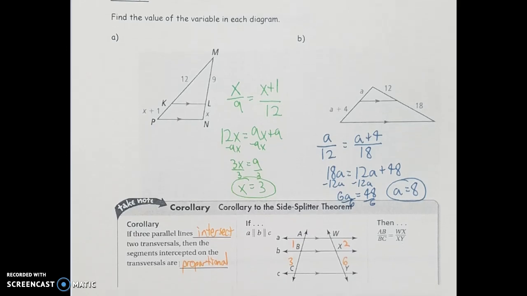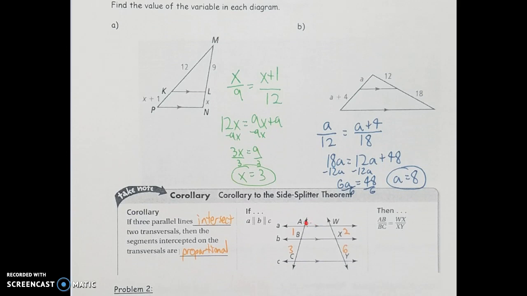So a corollary there is that we don't need a triangle to use that rule. We can just have 3 parallel lines that intersect 2 transversals. So in how this figure is set up, I have 3 parallel lines and 2 transversals that those intersect. The segments that are intercepted on the transversals are going to be proportional.